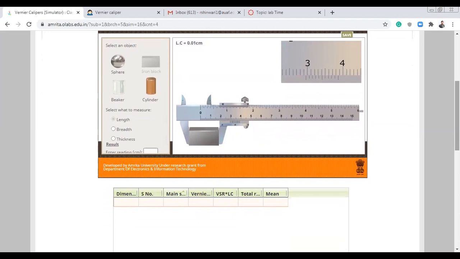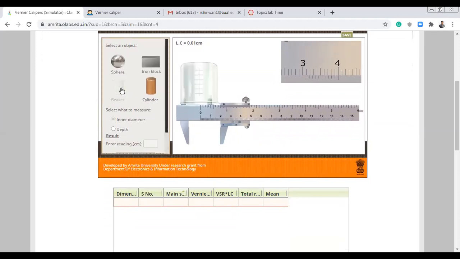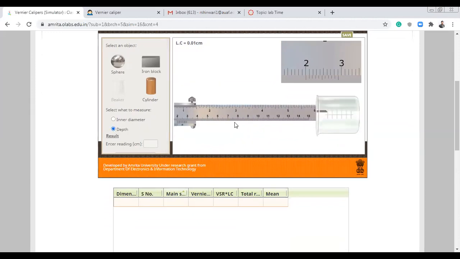If you want to find the internal diameter, internal structure, let's suppose I want to find the internal structure of this beaker. You want the inner diameter. So you can see this one. These upper jaws are used for internal structure or internal diameter, internal length. If you want to find the depth, you can use this one. This one is depth. You can adjust the screw. This will show the length, correct?